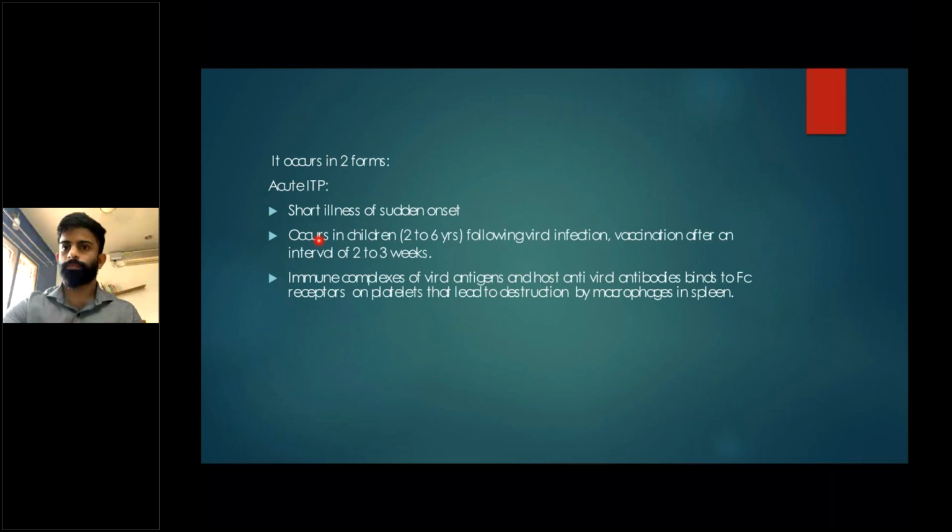Acute ITP is a short illness of sudden onset, occurring in children 2 to 6 years old following a viral infection or vaccination after an interval of 2 to 3 weeks. Immune complexes of viral antigen and anti-viral antibodies bind to Fc receptors on platelets and lead to destruction by macrophages in the spleen. So this can be seen in children. It's a short illness of sudden onset. It's usually self-limiting.